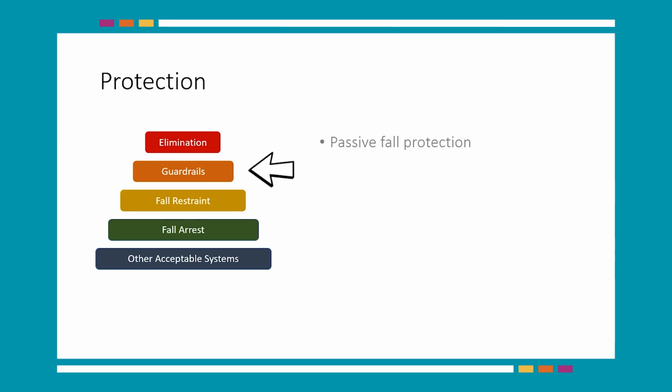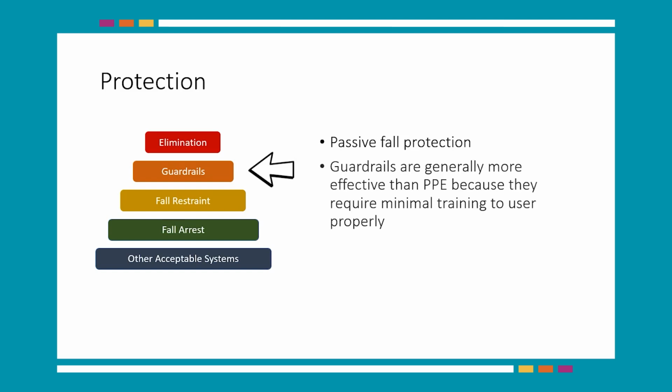Passive fall protection like barriers and guardrails can be useful in preventing falls and subsequent injuries. Guardrails are generally more effective than personal protective equipment as they require minimal training to use properly. If installed with a toe board, guardrail systems can also protect workers on lower levels from falling objects.